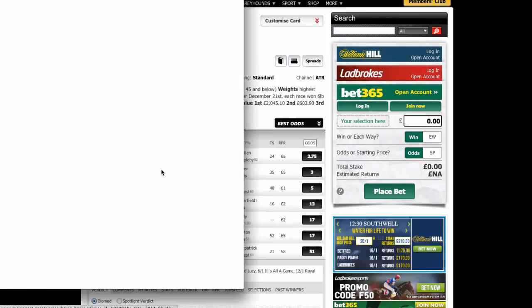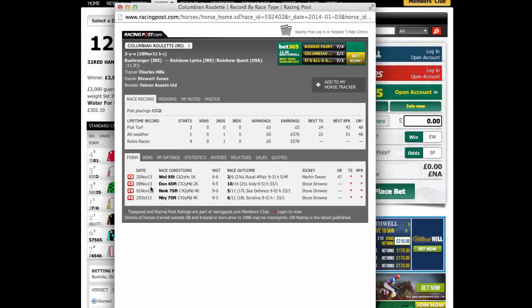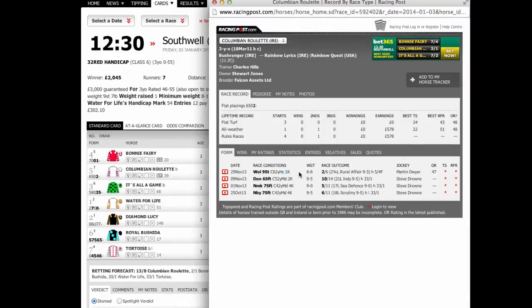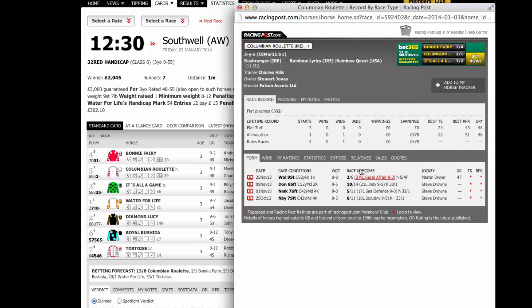So far. Colombian Roulette. Let's take a quick look at Colombian Roulette. Now, 9 furlongs, longer than today's race, and a weaker race as well, but the same level of race as Boniferri, 1,000, but a lower weight again, came second. At Wolverhampton, longer distance, came second.